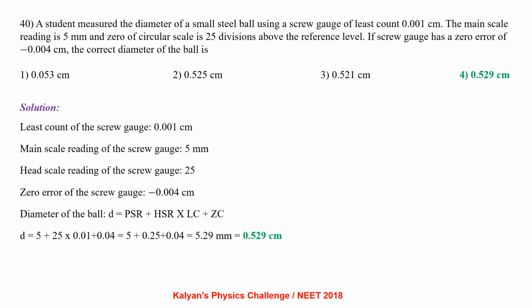Diameter of the steel ball, that is the screw gauge reading, is PSR plus HSR into LC plus zero correction. Upon substituting the values, we have diameter equal to 0.529 centimeter.